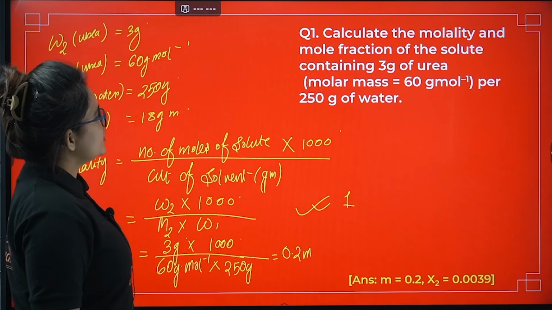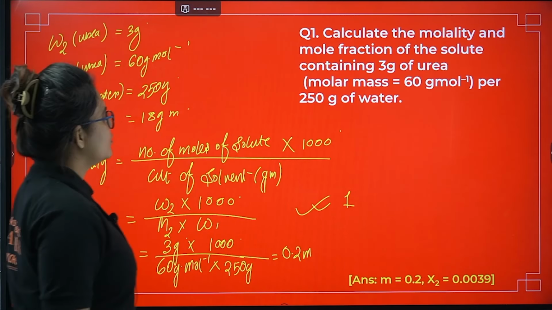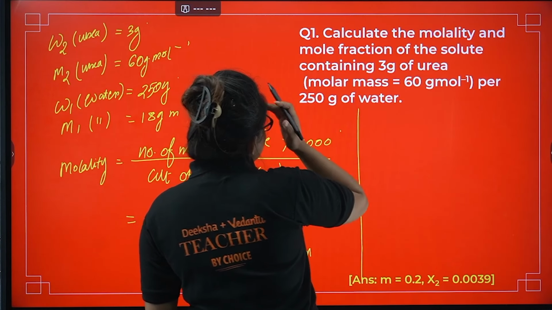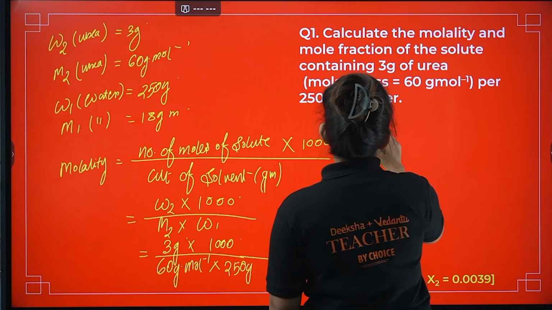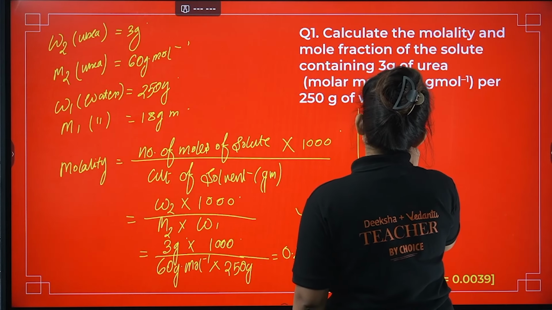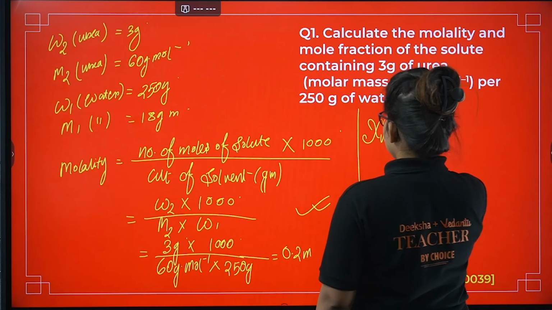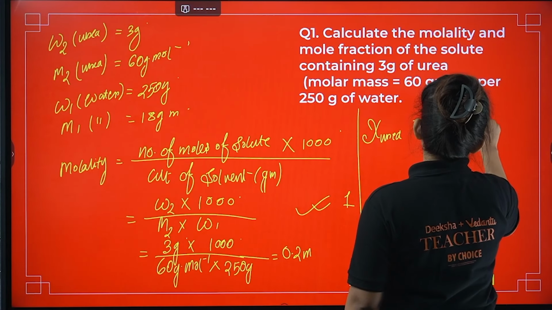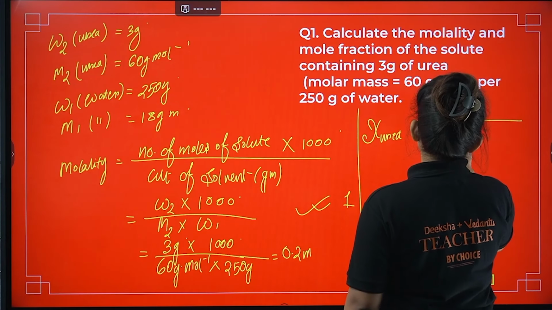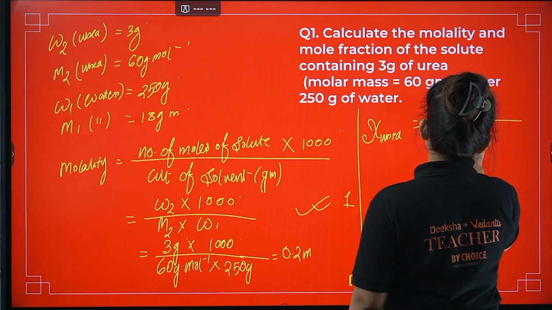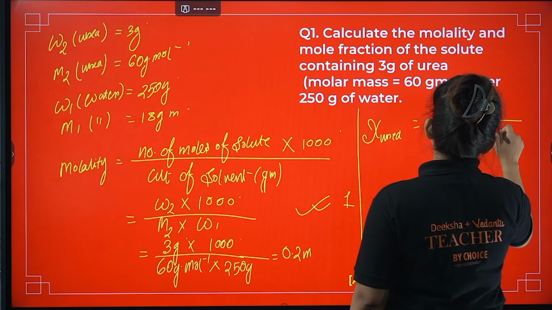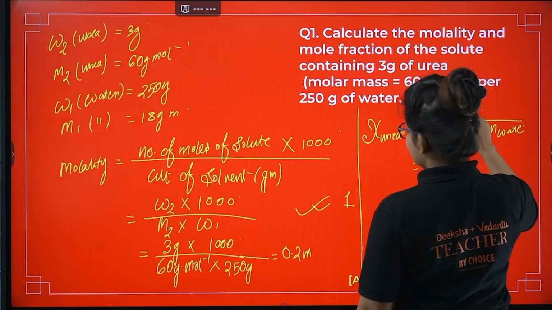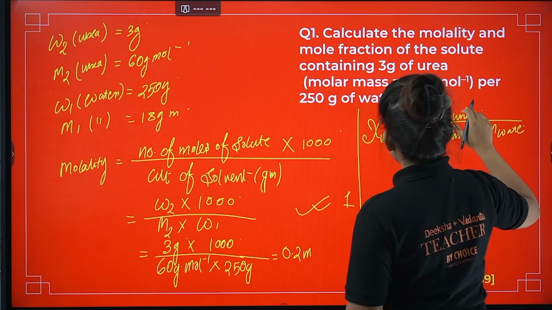Okay, so now what you have to do? We have to find out the mole fraction as well. So molality and mole fraction of the solute. So mole fraction of urea is going to be number of moles of urea divided by total number of moles: number of moles of urea plus number of moles of water. Okay, so I am just directly doing it. You can do the calculation later.